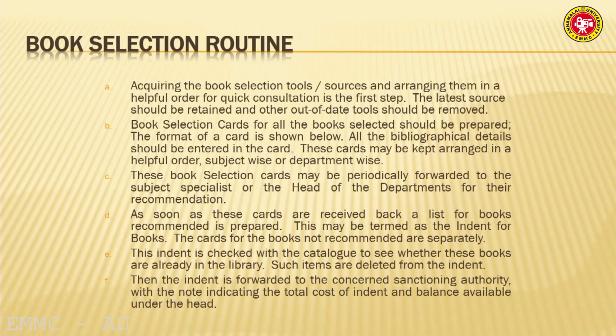For example, in the physics subject, what books are published by a particular publisher or by different publishers. So we have to get the title of the books, the author of the books, and the publisher details. They should be entered on one card. That card we call a book selection card. All the bibliographical details should be entered in the card. These cards should be kept arranged in a helpful order, subject-wise or department-wise.